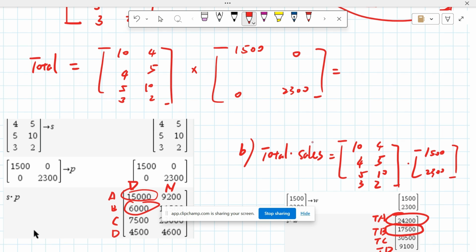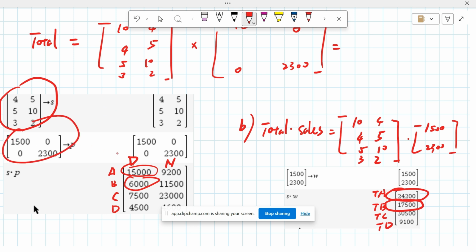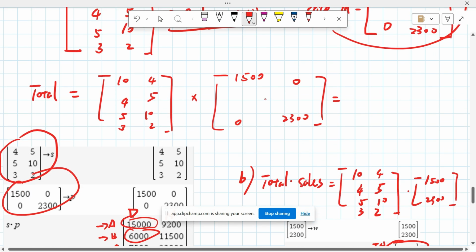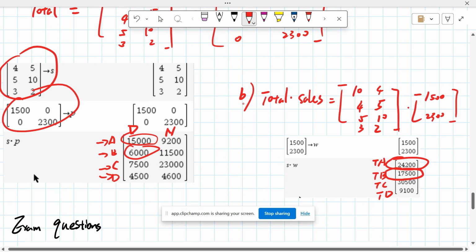This sounds very complicated, but let me explain. You have 4 stores, and you have the price for each notebook and desktop. You multiply them, and you get each store A, B, C and D, and also each desktop and notebook. And then the total sales is multiplied with how much you earned per sale. That's why I'm using that one.